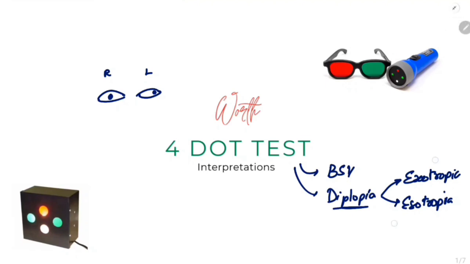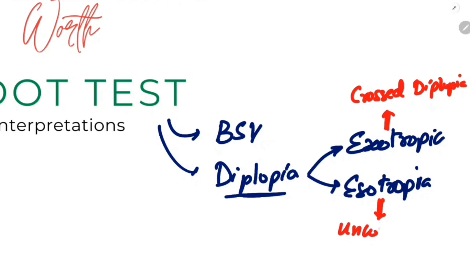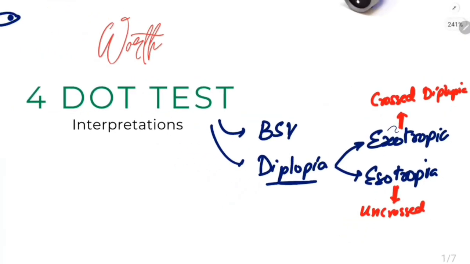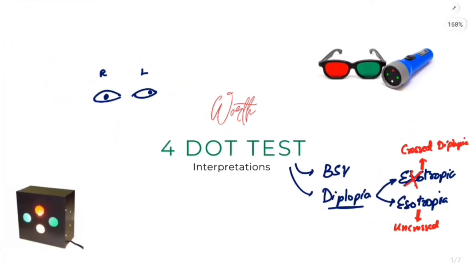And there is one more terminology. Exotropia is also called as cross diplopia, and esotropia is also called as uncrossed diplopia. So எப்படி ஞாபகம் வச்சுக்கலாம்? இதுல x வருதா? So x means crossed. So for now remember this. At the end of the video I will explain why exotropia is called as crossed and why esotropia is called as uncrossed.